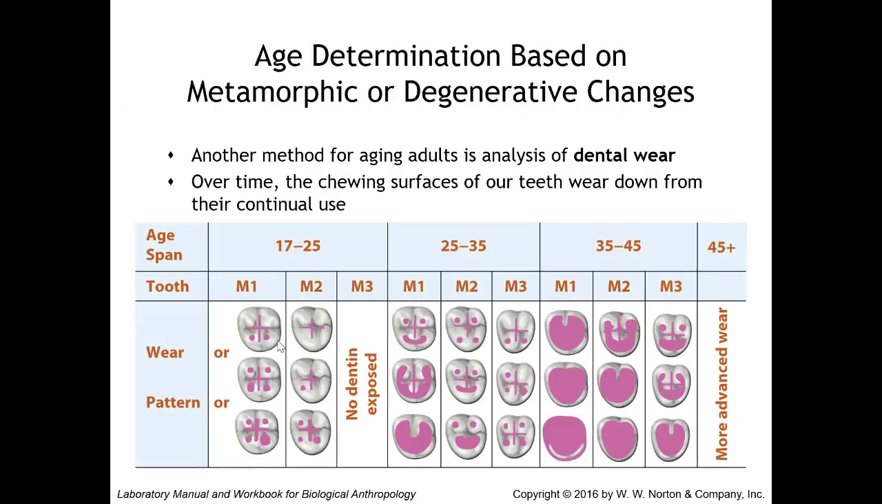Right? We also have degenerative changes based in the teeth. So another method for aging adults is the analysis of dental wear. Over time, the chewing surfaces of our teeth wear down from their continual use. So we can't tell an exact age based on dental wear, but it can tell us a relative age. In general, recent human populations have a fairly refined diet, and this results in very little tooth wear over time. As such, dental wear is not a precise aging method, like I said.